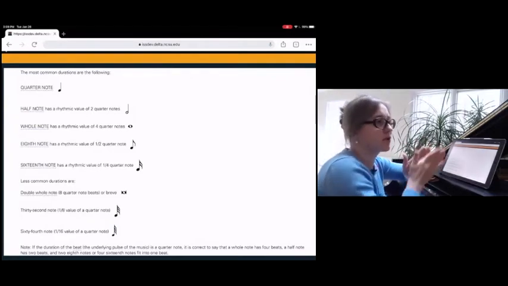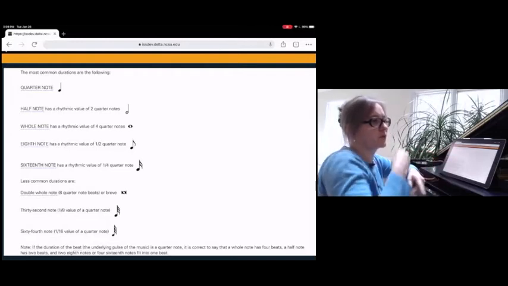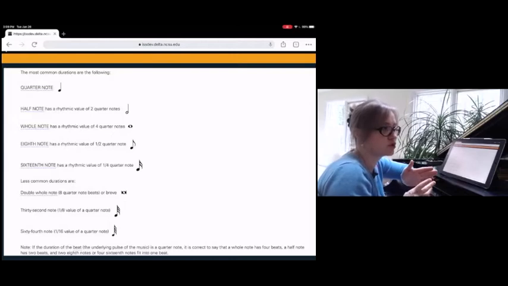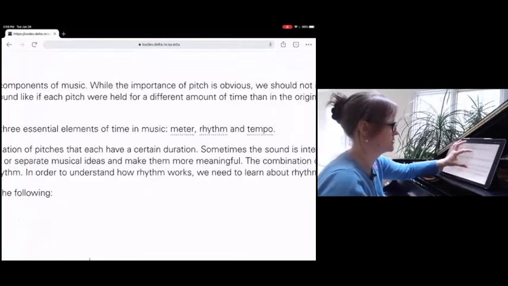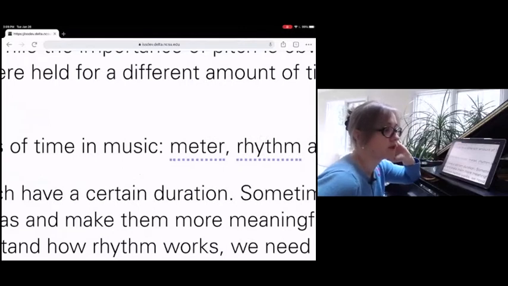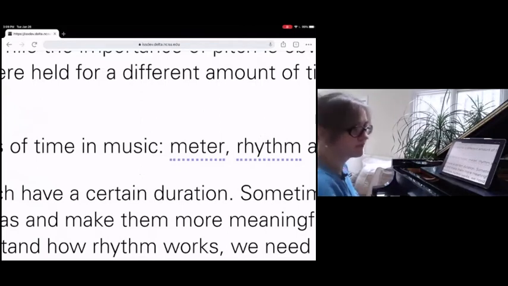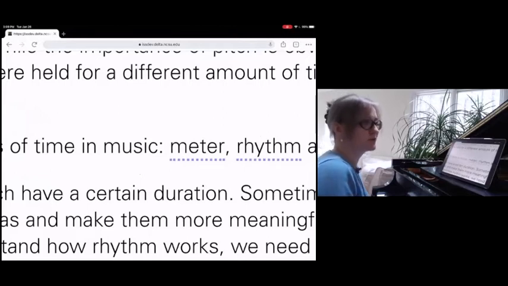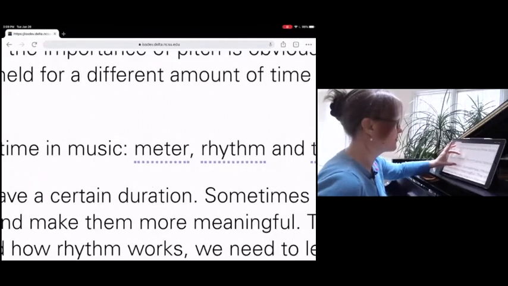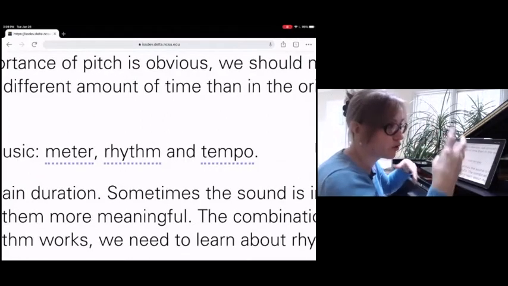And then the number of beats that happen before you come back to your strong beat is going to determine your meter. So meter is this word here. Meter can be duple, triple, or quadruple. So duple. And then the triple. And quadruple. Like that.